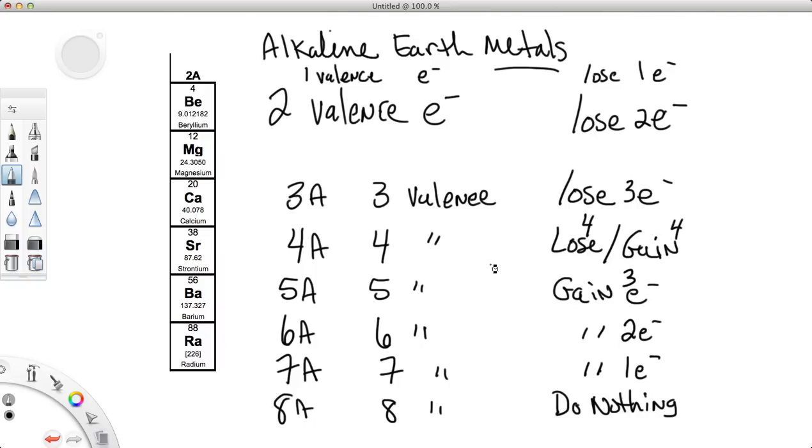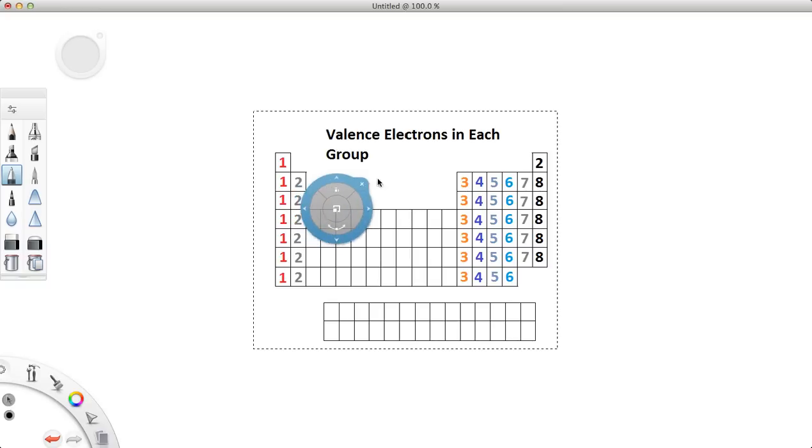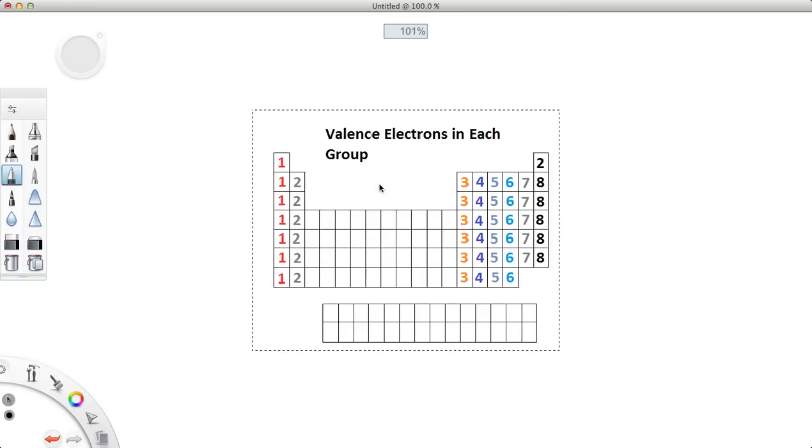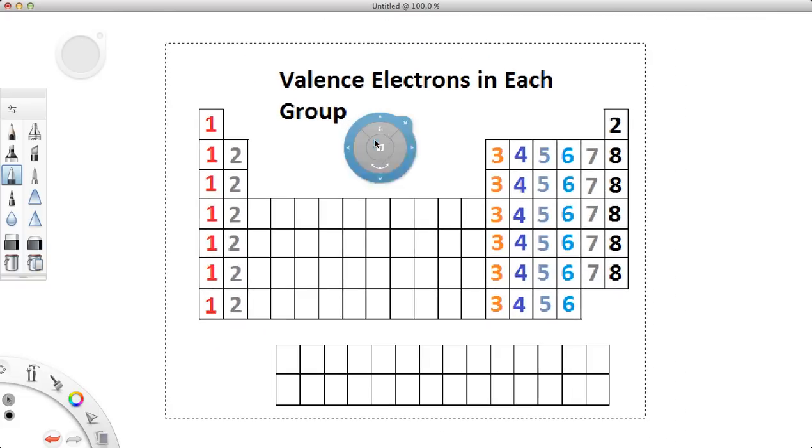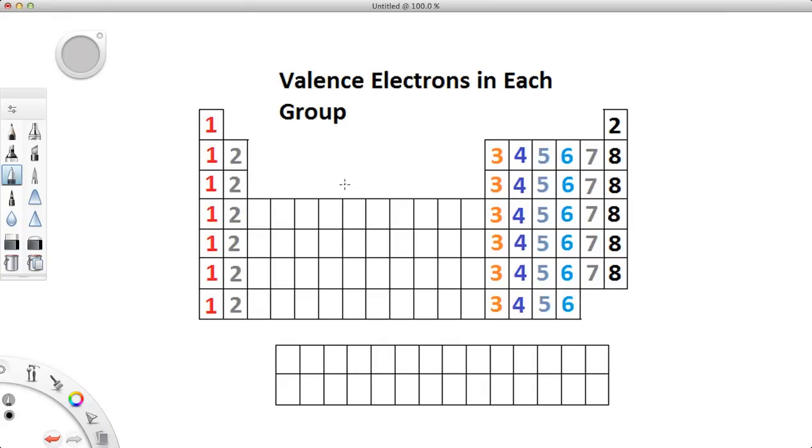So let's recap a little bit about valence electrons in the periodic table. Now I've got this little group here that shows the valence electrons of the periodic table. And if we take a look here, you can see that everything in group 1A, this is 1A right here, and that's the alkali metals. Every element in there, hydrogen all the way down to francium, has 1 valence electron. Group 2A, alkaline earth metals, have 2 valence electrons.